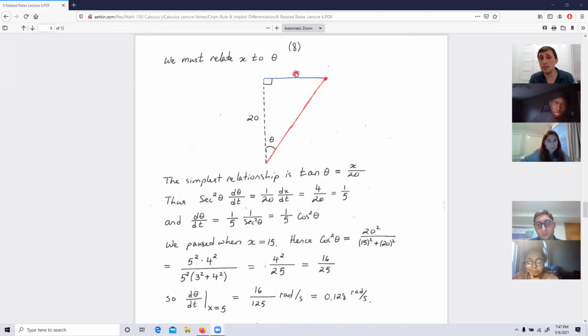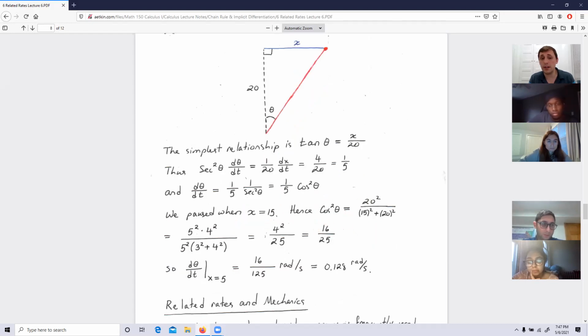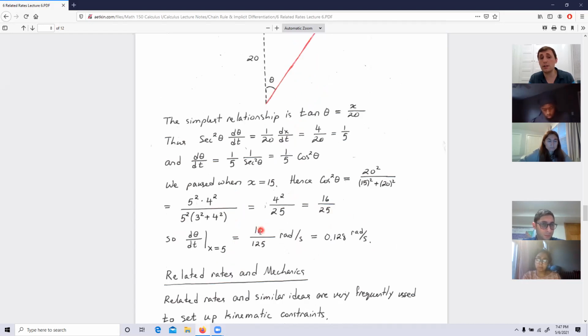Cosine squared is the square of the ratio of 20 to the hypotenuse. So when I square it, it's 20 squared divided by the square of the hypotenuse, which is 15 squared plus 20 squared. And the answer is, when you simplify, you just get 16 over 25. And so you multiply that by 1/5, and you get that the camera has to rotate at a rate of 16 divided by 125 radians per second at that moment, which is 0.128.